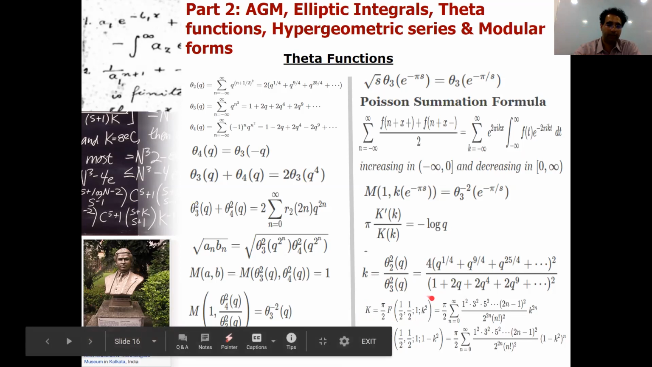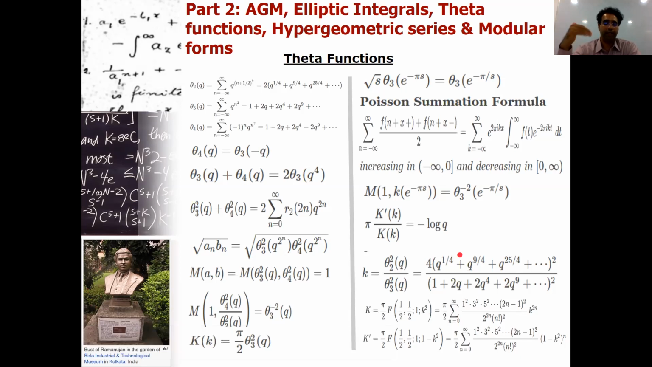So this capital F is a shorthand notation of hypergeometric series, and in long form it looks like this. So now we have a relation through Poisson summation formula by taking some specific theta functions of orders 2, 3, and 4, expressing the relationship between the modulus k and the elliptic integral capital K through the hypergeometric series and the q series.